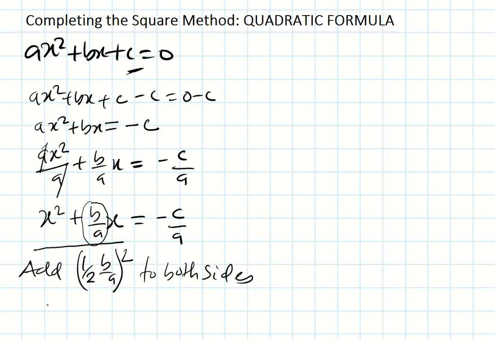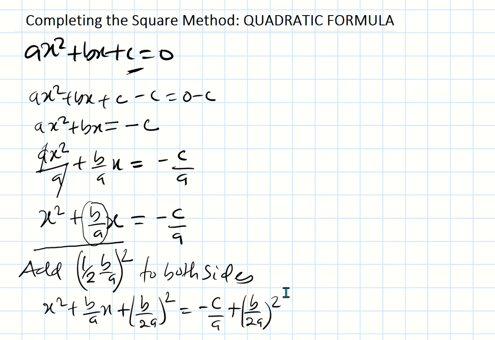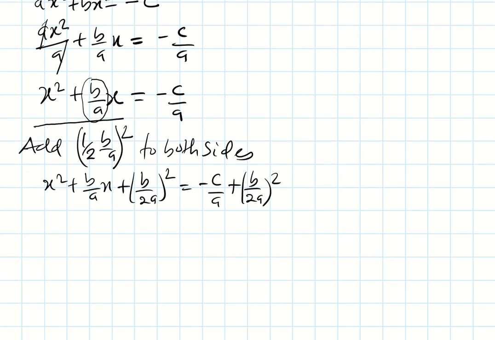And when we do that, we have x squared plus b over a x plus b over 2a all in square is equal to minus c over a plus b over 2a all in square. So this makes this side complete to the square. Which actually means that this left hand side is the same thing as x plus b over 2a squared.